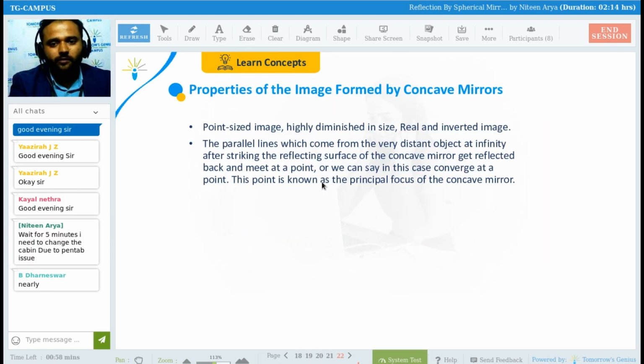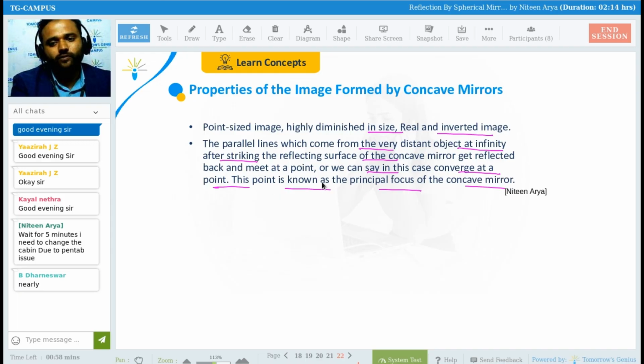Now, properties of the image formed by a concave mirror. We are going to discuss this quickly. So what is it? A point-size image, highly diminished in size, a real and inverted image. The parallel rays which come from a very distant object at infinity, after striking the reflecting surface of the concave mirror, get reflected back and meet at a point, or we can say in this case converge at a point.